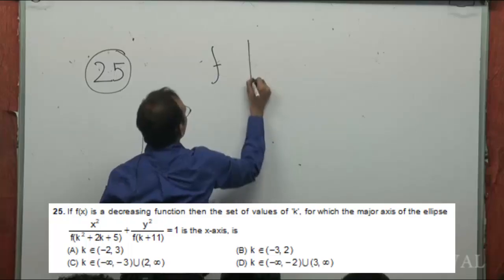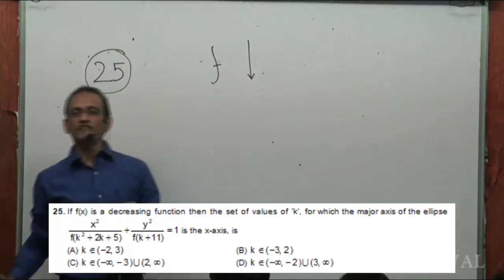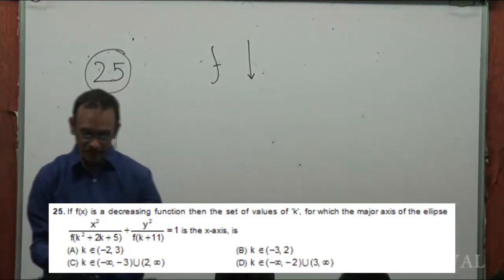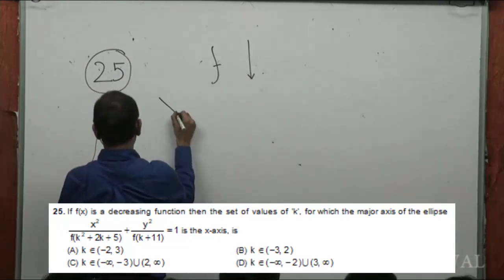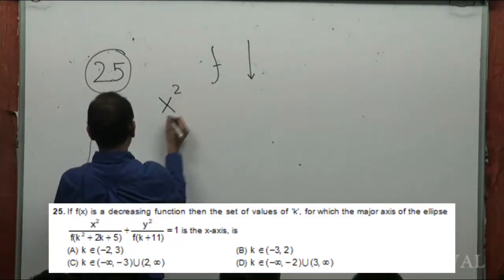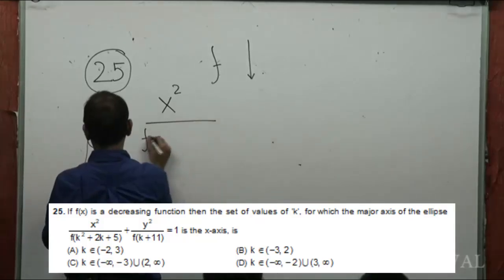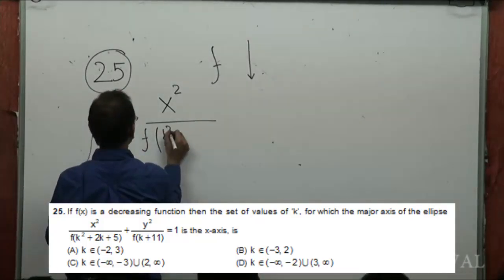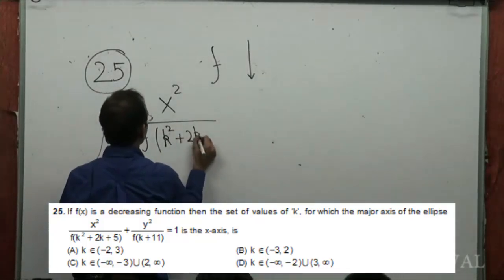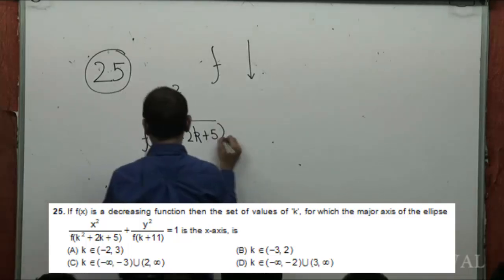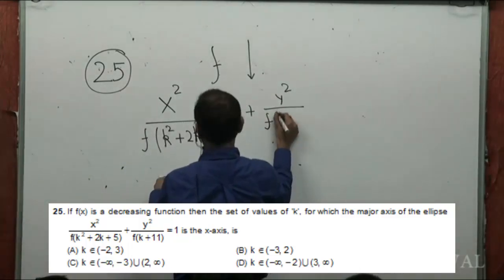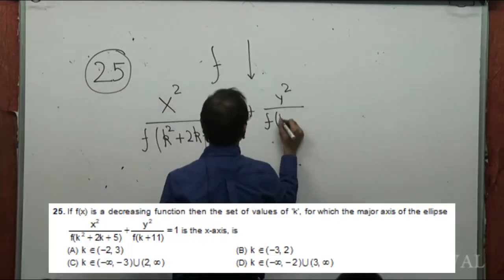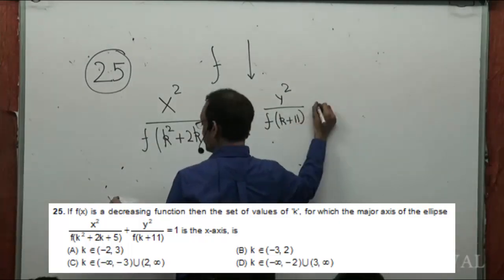f(x) is known to be a decreasing function of x. And there is an ellipse x squared by f of (k squared plus 2k plus 5) plus y squared by f of (k plus 11) equal to 1.